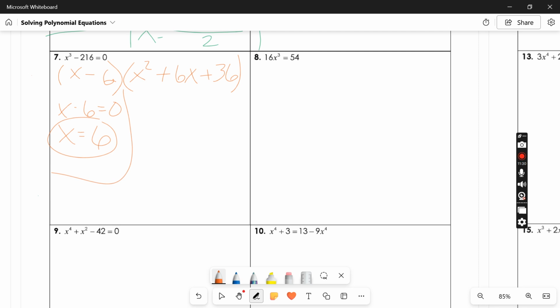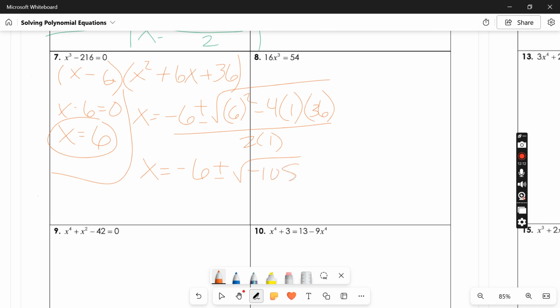And then I'm going to use the quadratic formula for this one again. x equals negative 6 plus and minus the square root of 6 squared minus 4 times 1 times 36, all over 2 times 1. So in my calculator I'm typing in 6 squared minus 4 times 1 times 36, and I get negative 108.